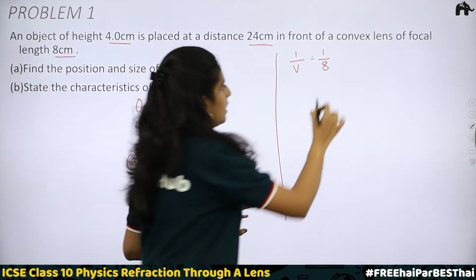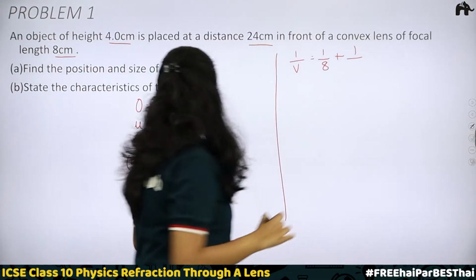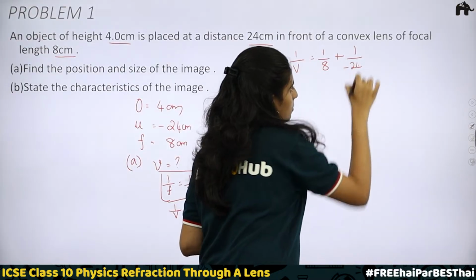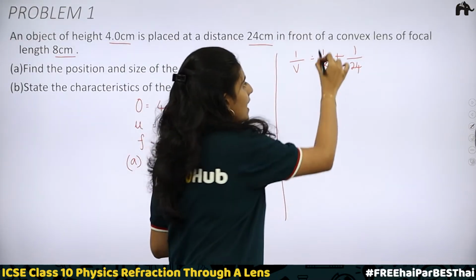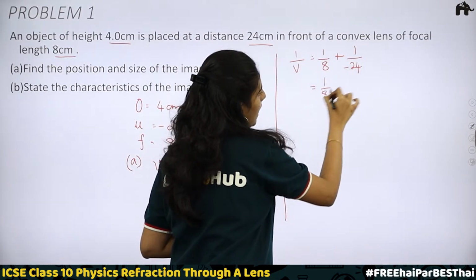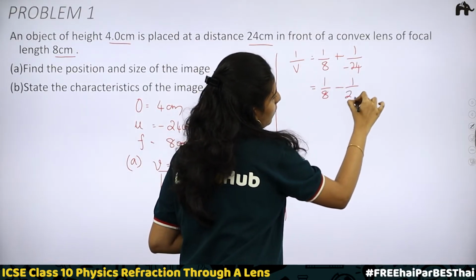Then plus 1 by U. 1 by U is negative 24. So remember to put this minus sign or you will be getting a very different answer. Okay. 1 by 8 plus 1 by minus 24, which is 1 by 8 minus 1 by 24.